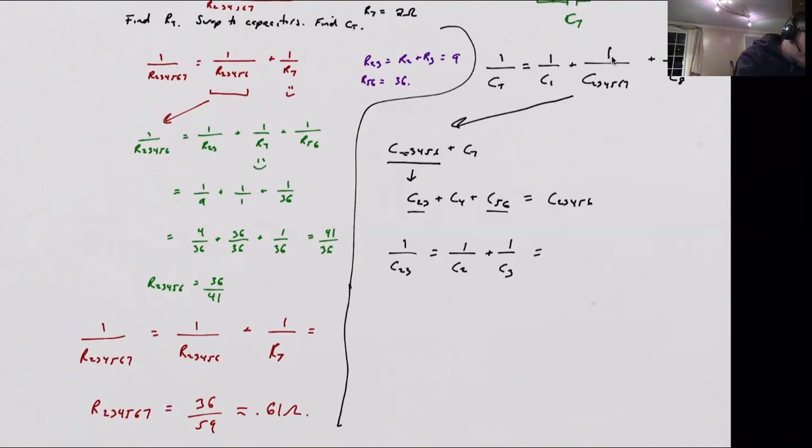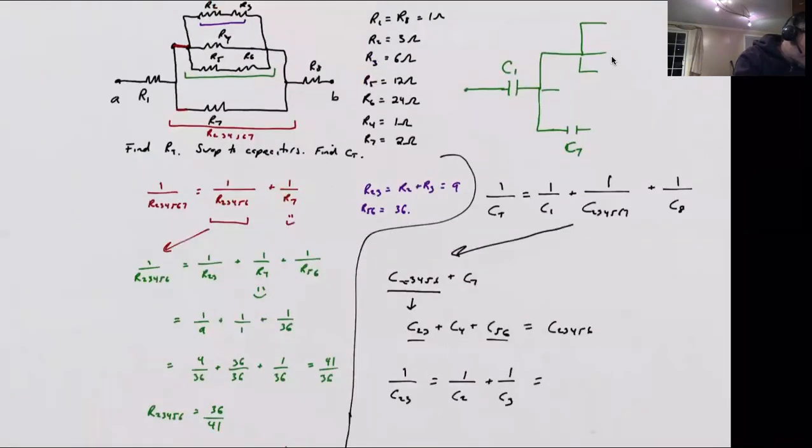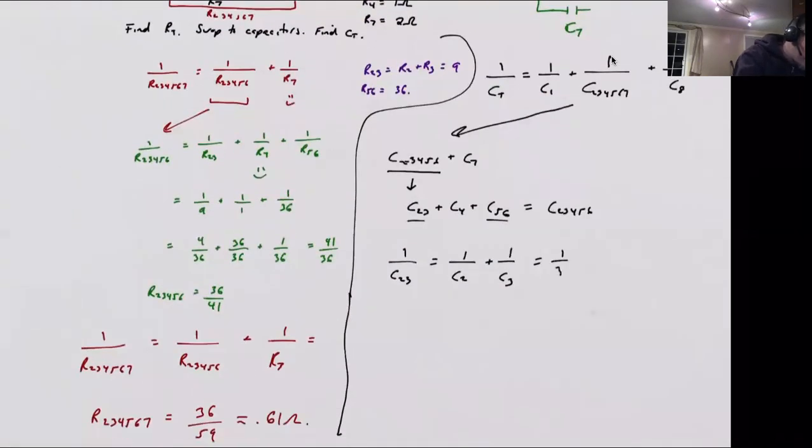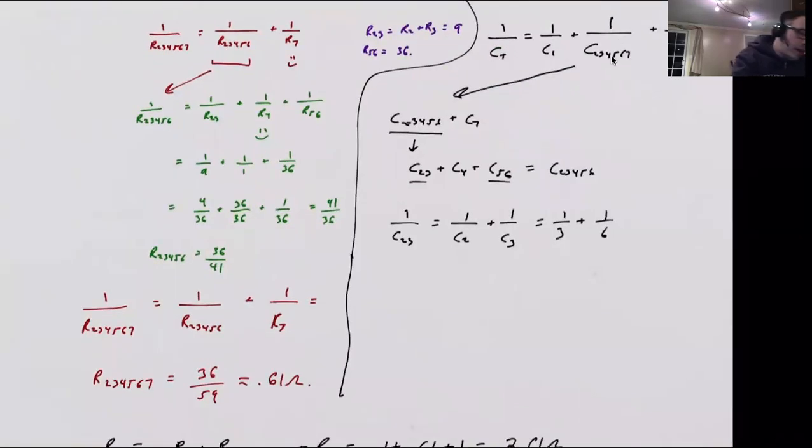So if this is the case, going back up to my numbers, this is 1 over 3 plus 1 over 6. That's nice because we have a common denominator of 6. So this is 2 plus 1 over 6, or 3 over 6, which means that C23 is nothing more than a 2 farad capacitor. C5, 6, same token, 1 over C5, 6 is 1 over C5 plus 1 over C6.